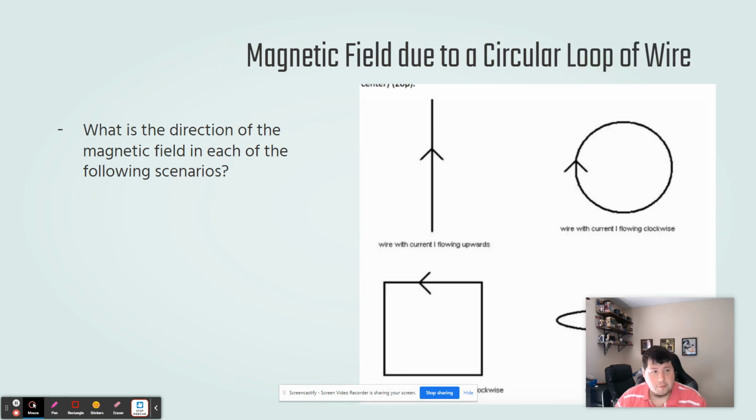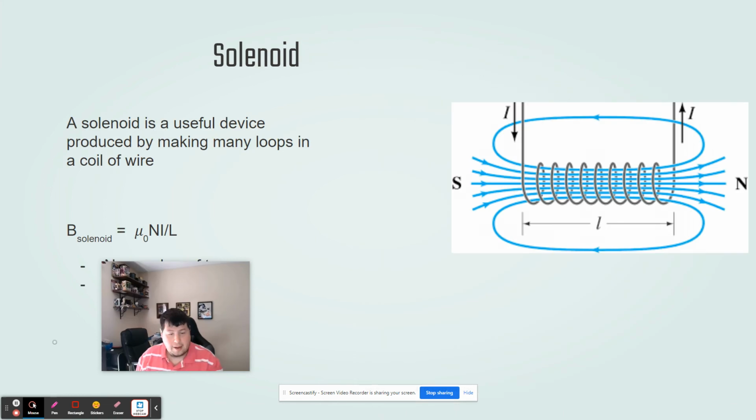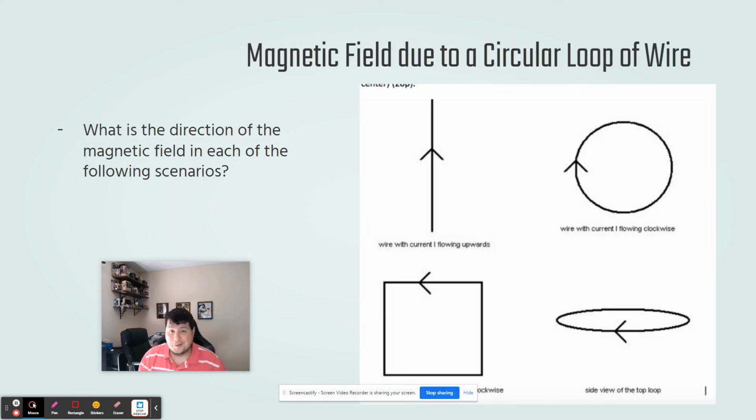So here's a little question for us to look at. It says, what is the direction of the magnetic field in each of the following scenarios? So go ahead, take a second, give them a try, and pause the video if you want, and then come back and we'll talk about the answer to these ones.